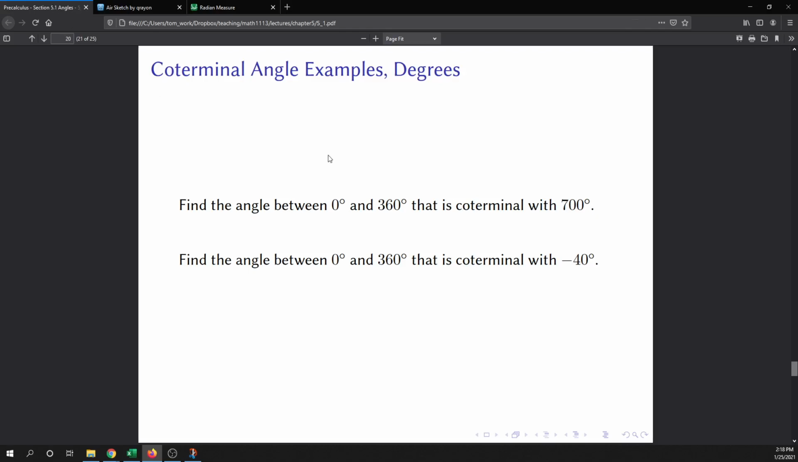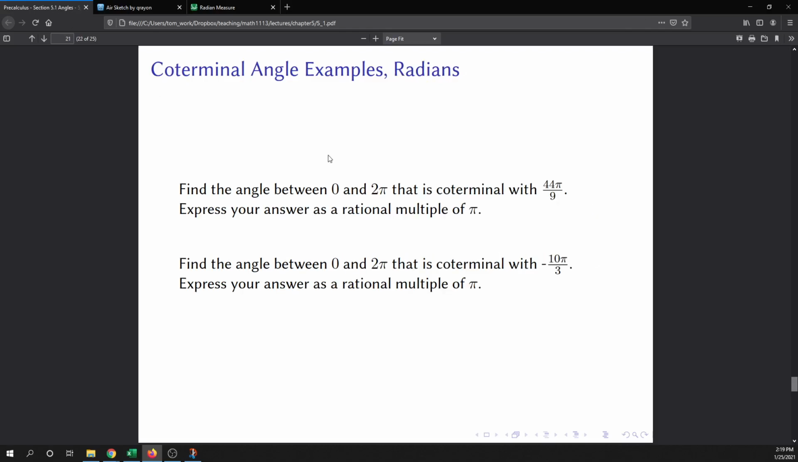All right, so that's an example using degrees. Now let's do it with radians. With radians, it's a little bit more difficult because you're going to have to deal with fractions if it's written in this form, which is the fractional multiple of pi. Here it actually says express your answer as a rational multiple of pi. So remember, that's a fraction times pi.